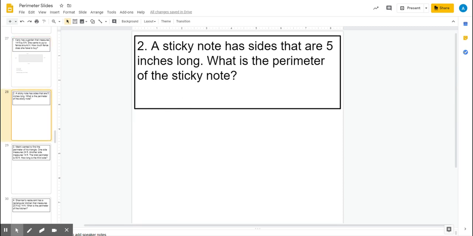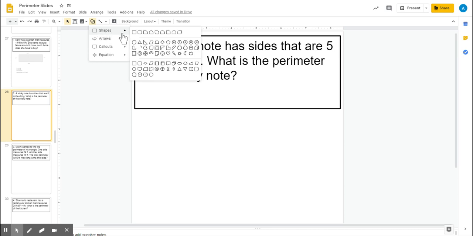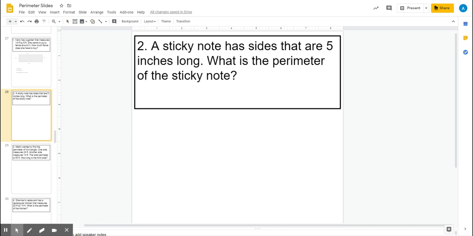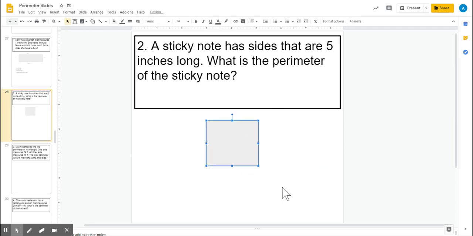A sticky note has sides that are 5 inches long. What is the perimeter of the sticky note? Well, a sticky note we know is a square. So I'm going to go up here, it says shape. And for this, you're just going to have to use the rectangle and make it look like a square, because I don't believe they have a square one. So this one looks pretty even to me. So I'm going to let go of my square.